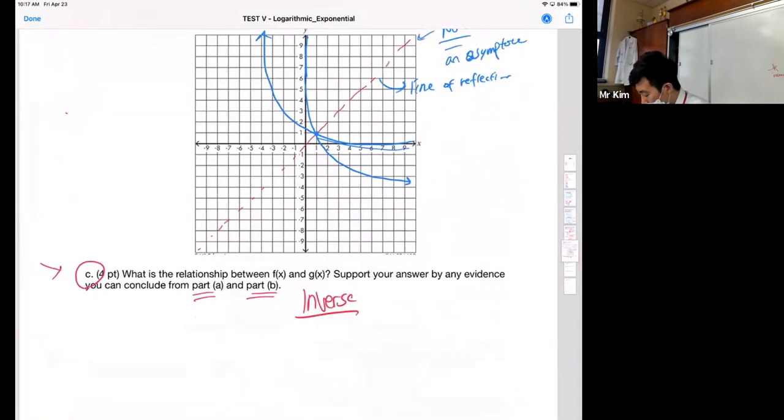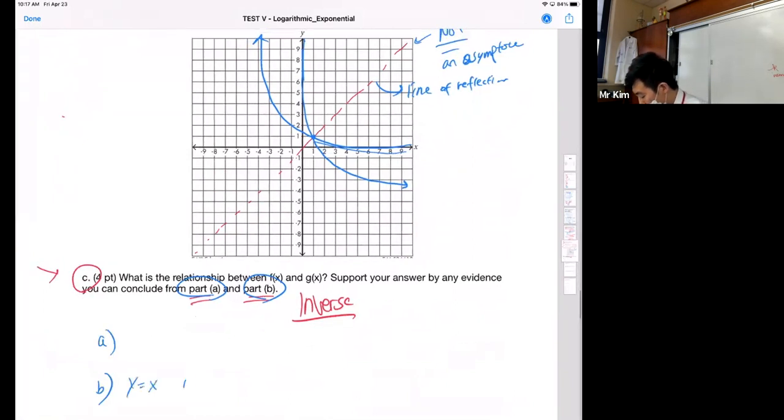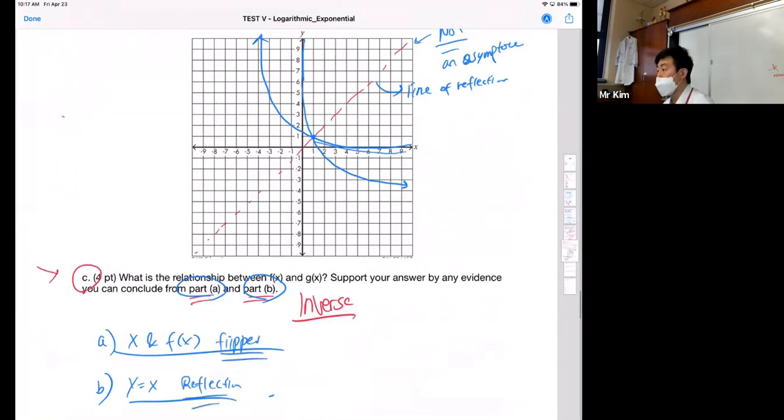So that means that from part A and part B, I wanted you to use both conclusions, but if you didn't, that's okay. First of all, y equals x reflection along those lines, I needed to see that. And part A, x and f of x values flipped. Those are the magic words, reflection and flipped, that you involve with inverse functions.